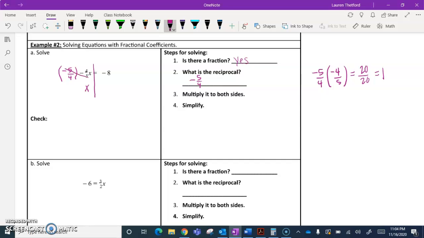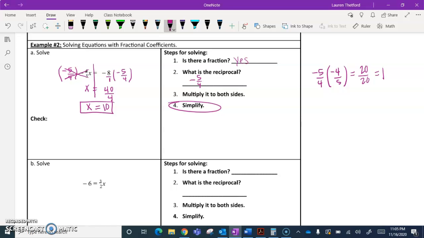So these cancel, and these cancel. And so now I'm just left with an x on this side, which is what we want. Then I multiply by the reciprocal on the other side. Now remember, every whole number has a 1 underneath. So negative 8 times negative 5 gives me positive 40. And 1 times 4 gives me 4. And now I have to simplify. So 40 divided by 4 is just 10. So x equals 10.